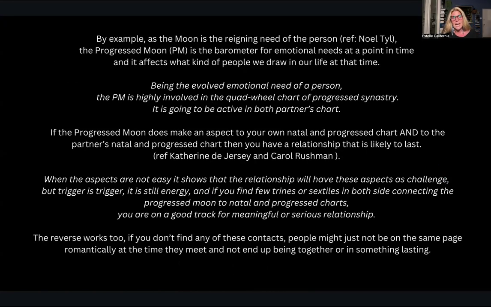By example, as the moon is the reigning need of the person, Noel Tyl speaks about that, the progress moon is the barometer for emotional needs at a point in time. It affects what kind of people we draw in our life at that time. By example, if you have a progress moon in Leo, you might be attracted and attract people who have charisma and Leo energy, are playful, are performers, joyful, the energy of the fifth house and the Leo.